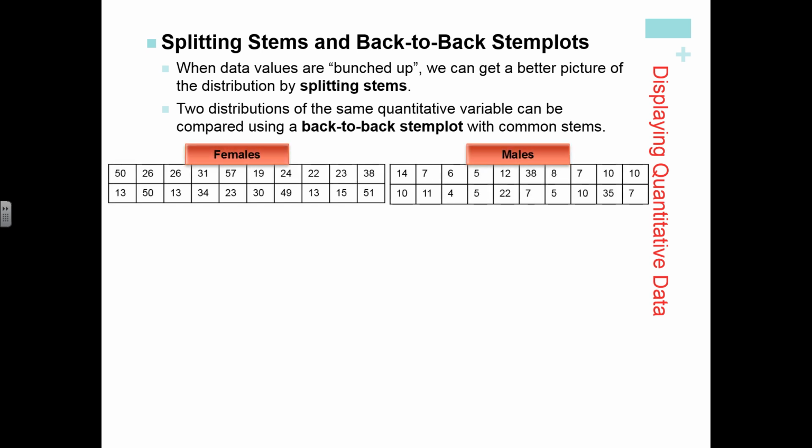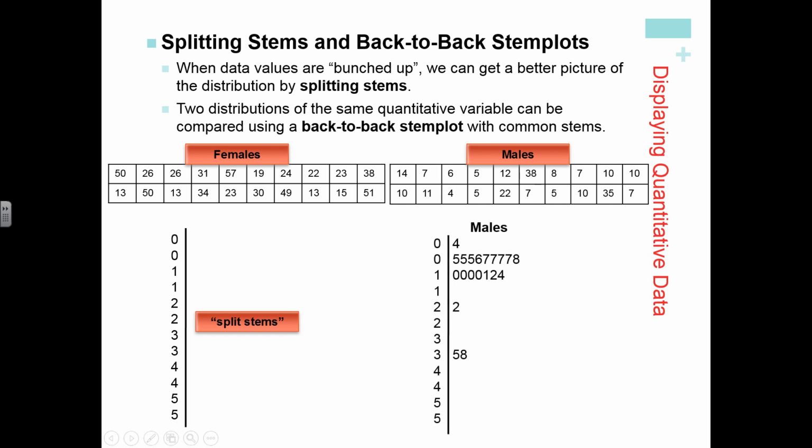So a splitting stem, so here's our data set. Instead of saying 0, 1, 2, 3, 4, 5, I do 0, 0, 1, 1, 2, 2, 3, 3, 4, 4, 5, 5. I'm splitting it up. So this first 0 represents 00 to 04, and this would be 05 to 09. This one would be 10 to 14, and then 15 to 19. So I'm splitting it up so that all of the zeros are together. The first set of zeros would be in one piece, and the second set of zeros would be the second piece, and so on and so forth.